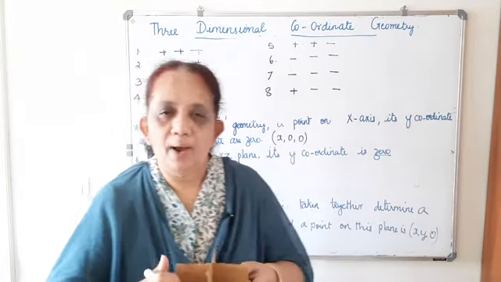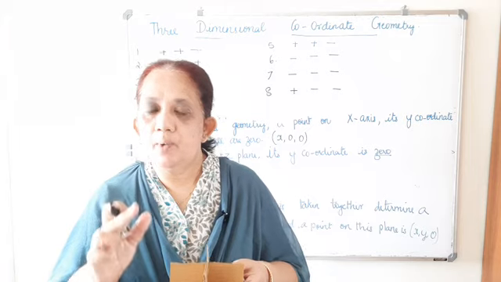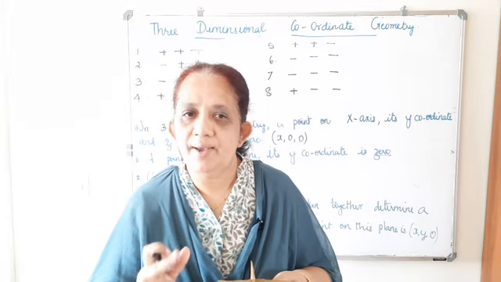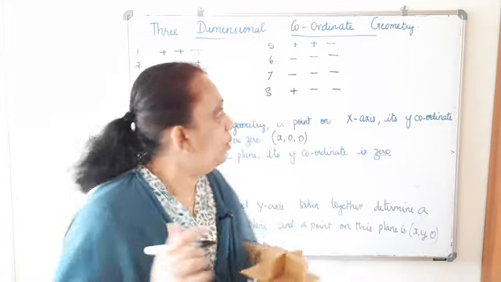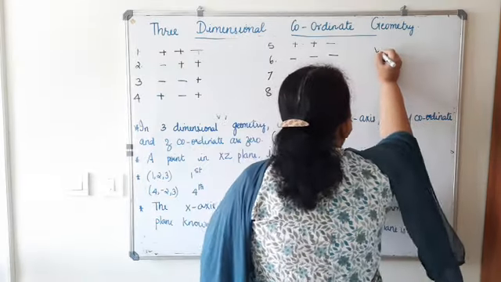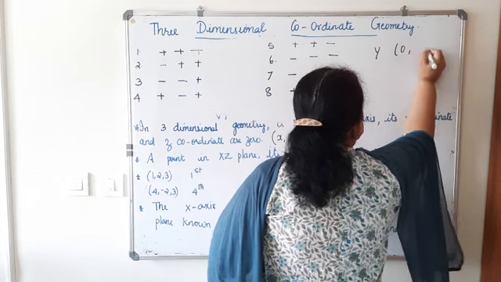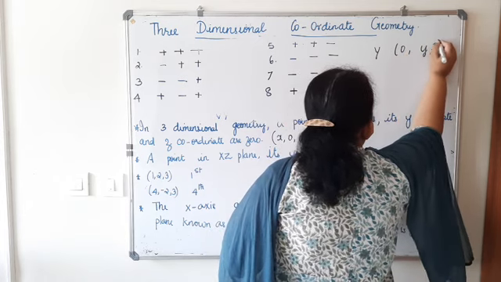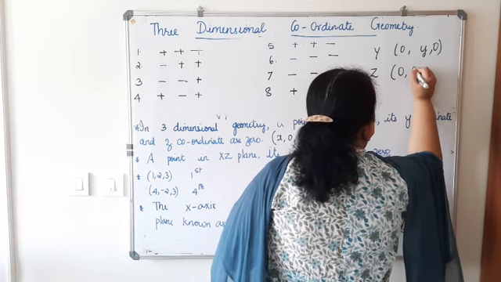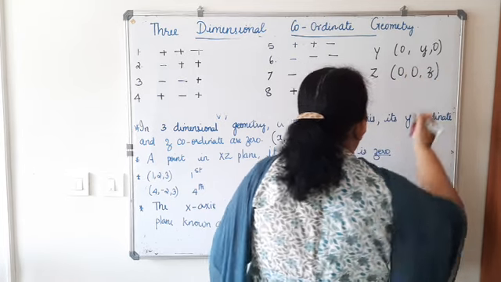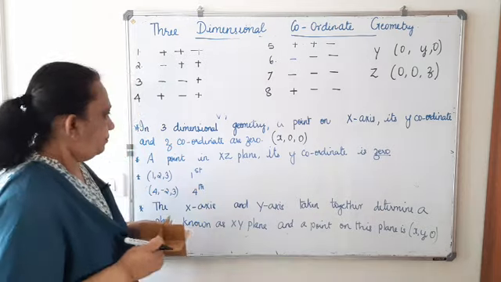A point on the y-axis, what can you say about a point on the y-axis? Its x-coordinate and z-coordinate will be equal to 0. And a point on the z-axis, x-coordinate and y-coordinate are 0, you have only the z-coordinate.